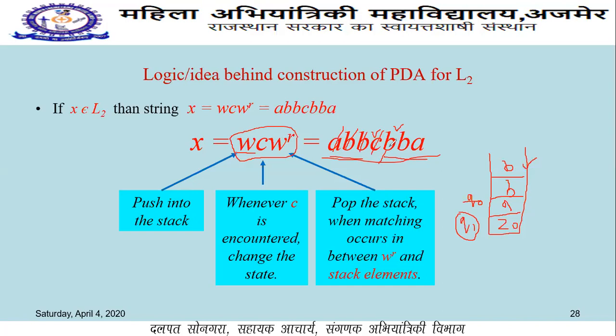By processing this B, we pop B from the stack. Again B is popped out, and then A is popped out. So what is the new stack? The new stack contains only Z0, and the whole input string is processed. So we are reading null. It means the complete input string is processed. So this is the basic idea of the construction of the pushdown automata for the language L2.